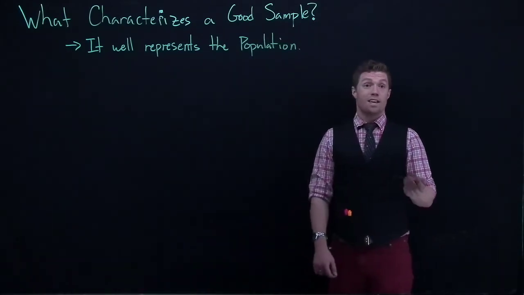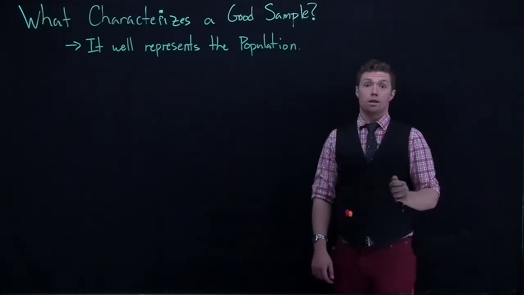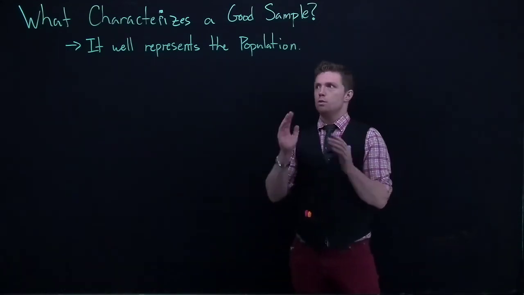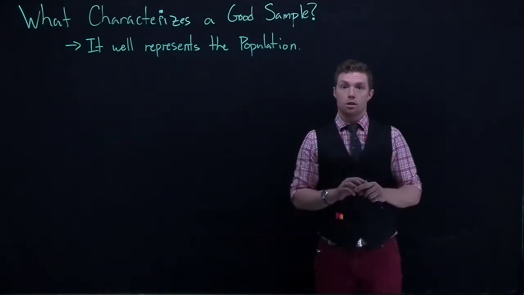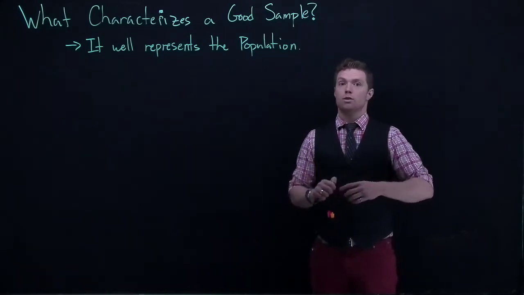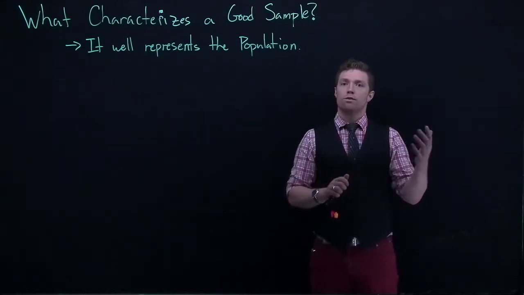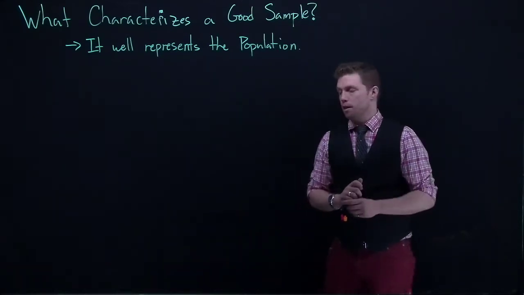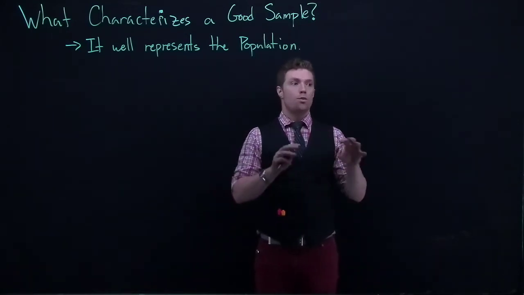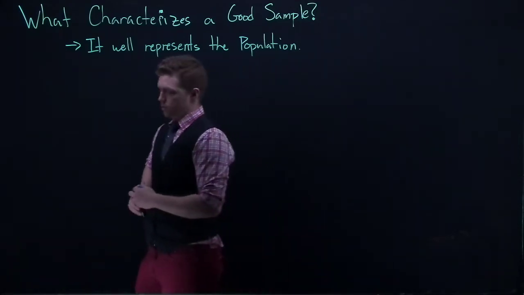There are lots of ways that we can take a sample. There are many good ways, and also many really bad ways. But ultimately, our sample is supposed to represent the population. The closer it does at representing the population, the better our sample is, or the closer the results from our sample are to what's true about the population. So let's talk about these different sampling types.